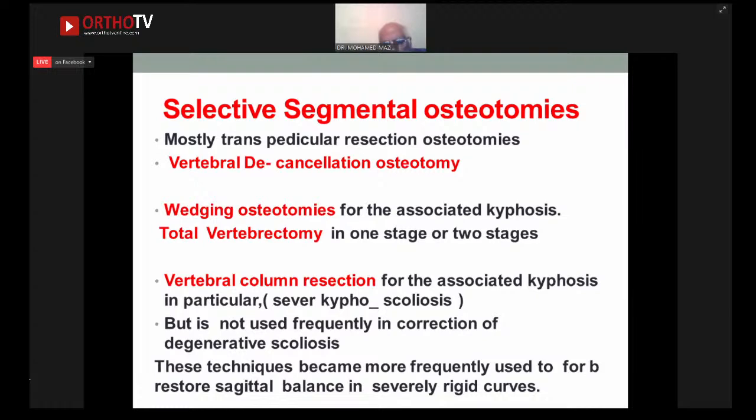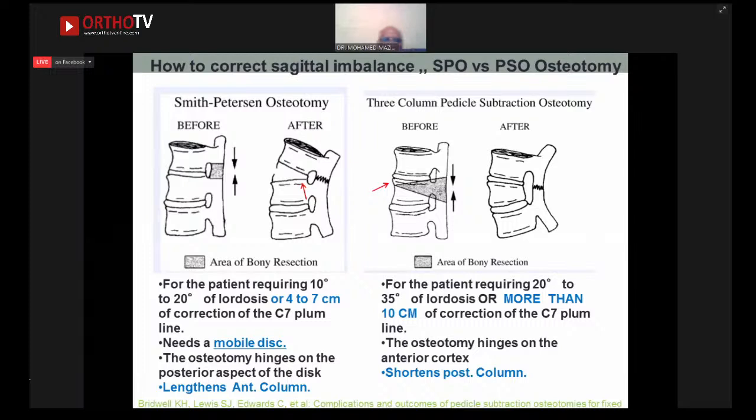Types of very simple treatments like Smith-Petersen and the Ponte osteotomy can correct up to 4 to 7 degrees per level. And multiple Ponte and multiple Smith-Petersen osteotomies, as I asked Professor Bharati from India, can correct a big degree of deformity over multiple levels, rather than doing the one level correction by transmedullary or medullary subtraction or vertebrectomy, total vertebrectomy or dissection.